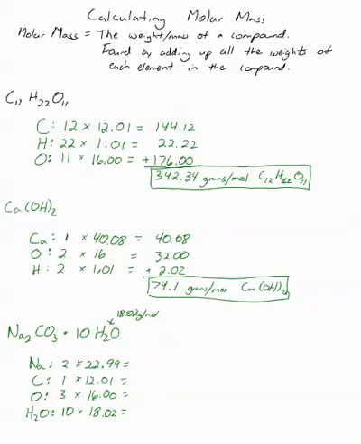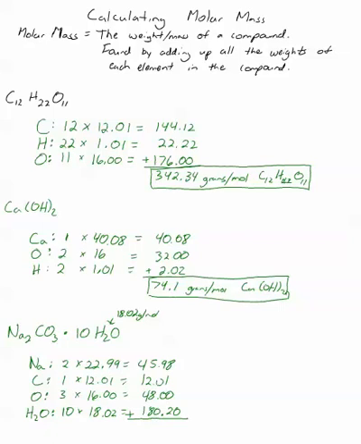So I have 2 times 22.99, which is a 45.98. Then I have 12.01 for my carbon. 3 times 16 is 48 from my oxygens. And then lastly, I have my 180.20 from my water. Okay, the last thing we need to do is sum those all up, add them up.